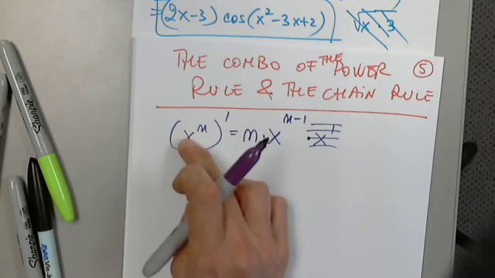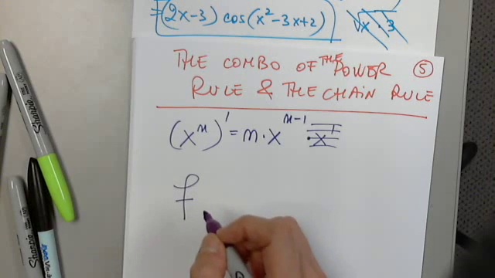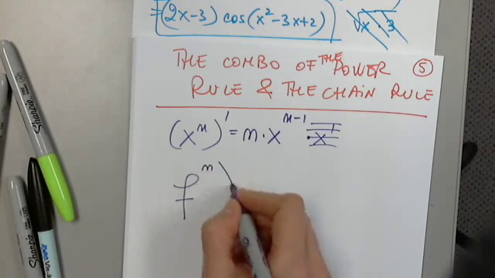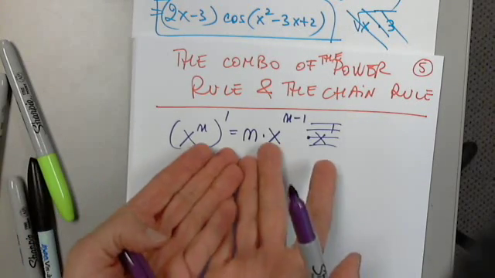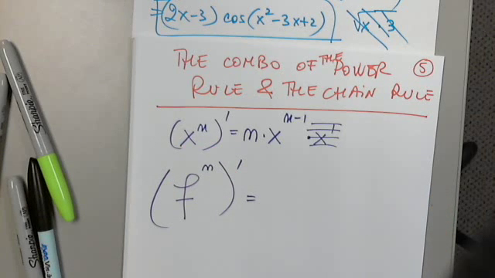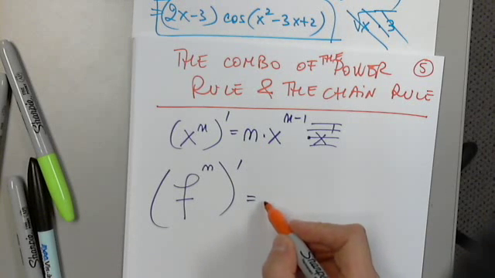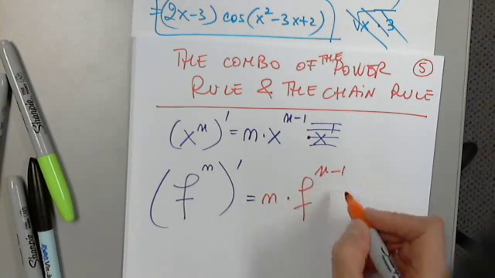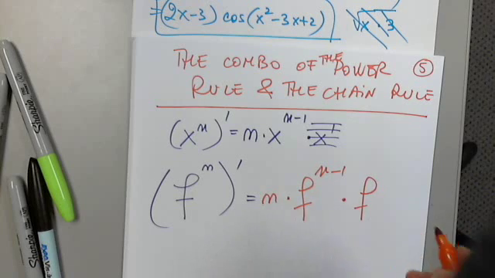Now, instead of plain x, we will have a function, like sine, cosine, tangent, x cubed, whatever, to the nth power, prime. All I want you to do is mimic this, because if you see it as a comparison, I'm hoping you will not forget the rule. So n times f to the n minus 1 times f prime. That's it. And this is the combo of the chain rule and the power rule.